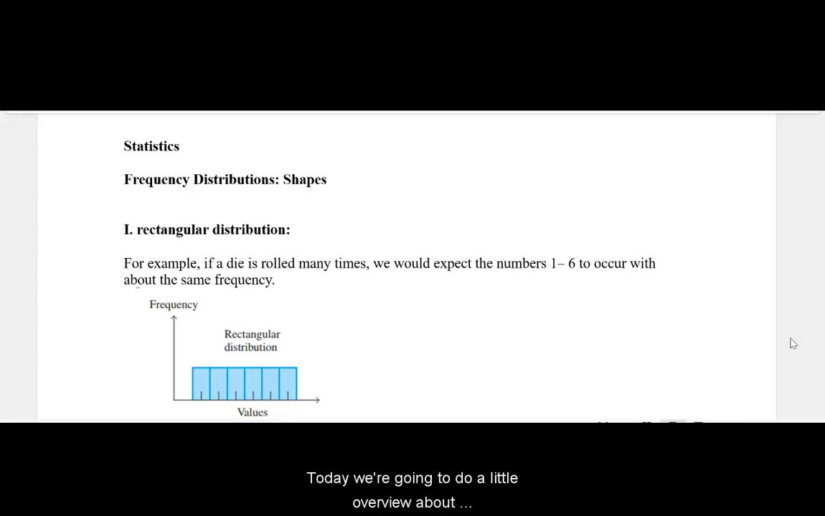Today we're going to do a little overview about frequency distributions when we're talking about the shape of the distribution. Sometimes when we graph our data, it may take on a particular shape, and that shape may go into a category as far as a type of distribution that we are seeing. Let me go into that with an example so you can understand what I'm trying to explain. Then we're going to look at some of the more common distributions that we will see when we graph data. All right, the first one is the rectangular distribution.